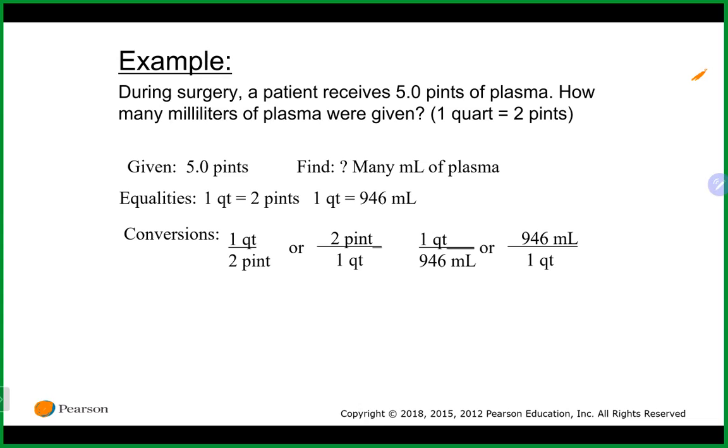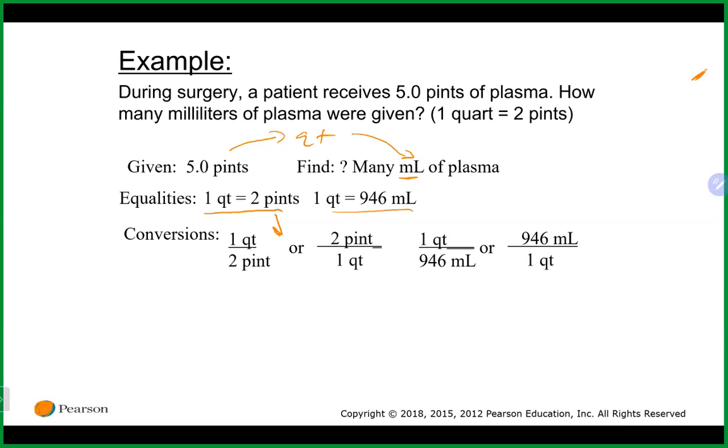Okay, let's take a look. So again, you want to think about a pathway that will get you there. We're starting with pints. We want to end up in milliliters. So based on what I chose, I can go from pints to quarts and then quarts to milliliters to get me there. These are going to be the 2 equalities that will allow me to do so.